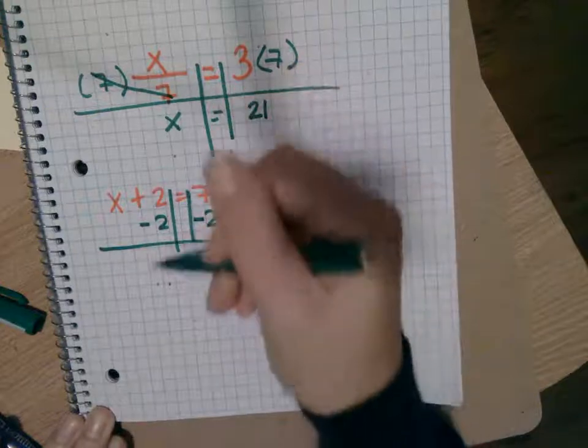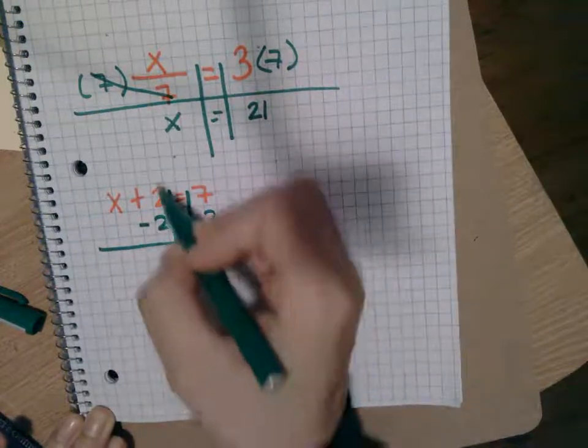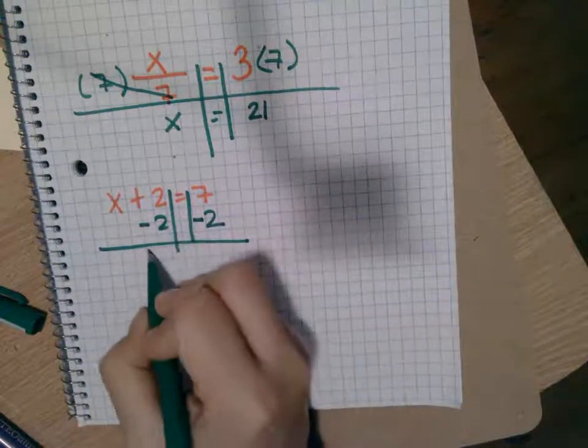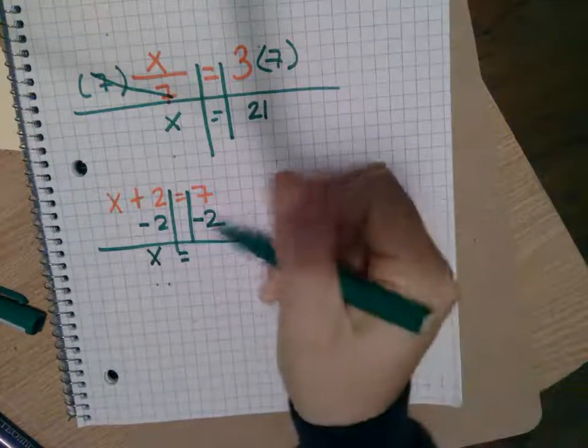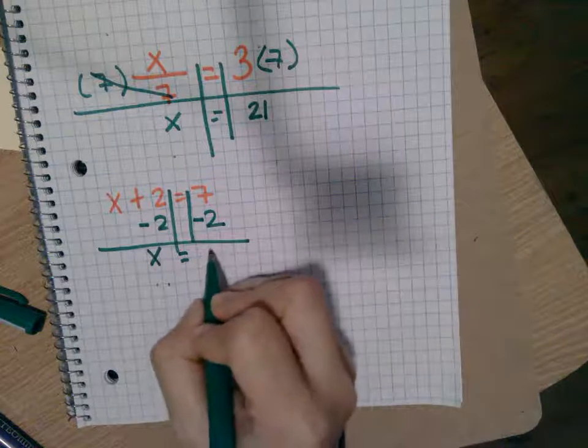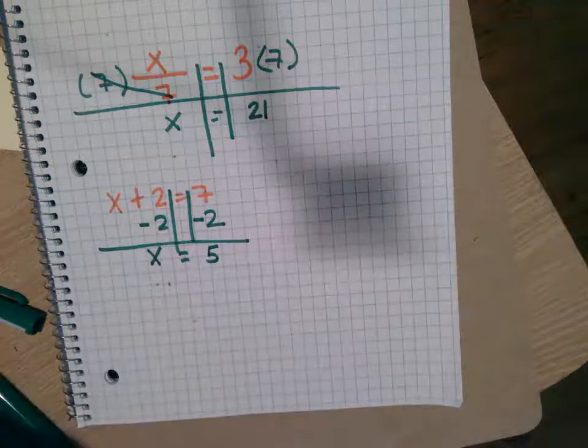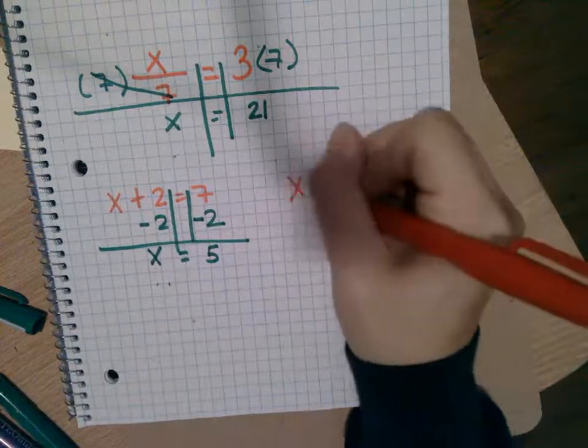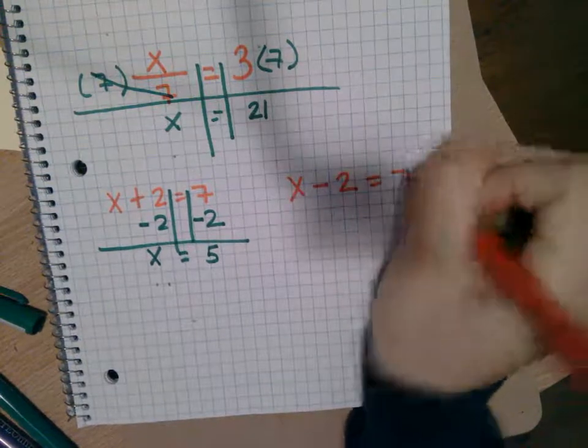So this is perfect showing my work. I'm going to subtract 2, subtract 2. Here I get 0. Woohoo! Just going to write x equals. Here I do the math. 7 minus 2? 5. I'm done.